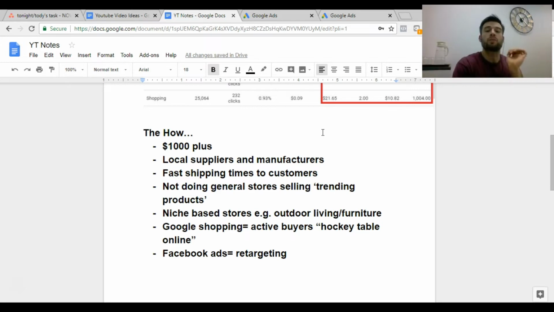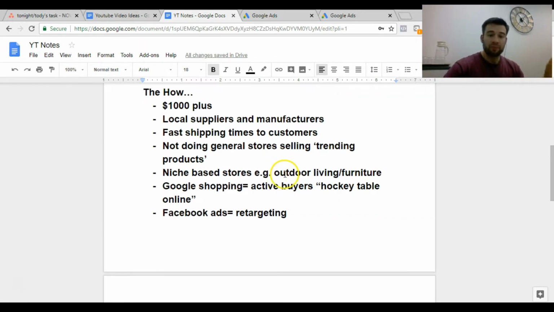Instead, I work with local suppliers and manufacturers in the United States, and I sell within the US. Since I'm selling within the US, I actually have fast shipping times, generally 2 to 3 days tops, and I don't have the issue of waiting 20 to 30 days with AliExpress, and that equals happy customers. When it comes to the setup of the store, we're not doing general stores either. We are focused on niche stores, not general stores selling trending items, which is the very popular AliExpress model. Some examples of niche-based stores are outdoor living or outdoor furniture.